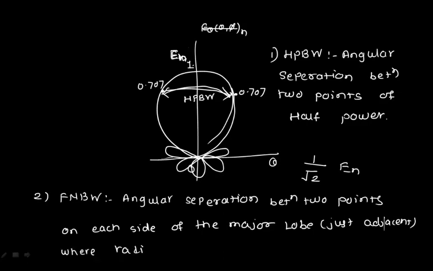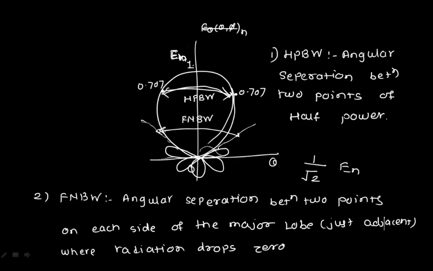Where the radiation drops to 0, you can take those 2 points. So where your radiation drops to 0 adjacent to the major lobe, here you'll get the 0 power. The angular separation between these two points where your power drops to 0 will be called the first null beam width. So I can denote here first null beam width, just adjacent to the major lobe. So this is all about the half power beam width, and this is all about the first null beam width.